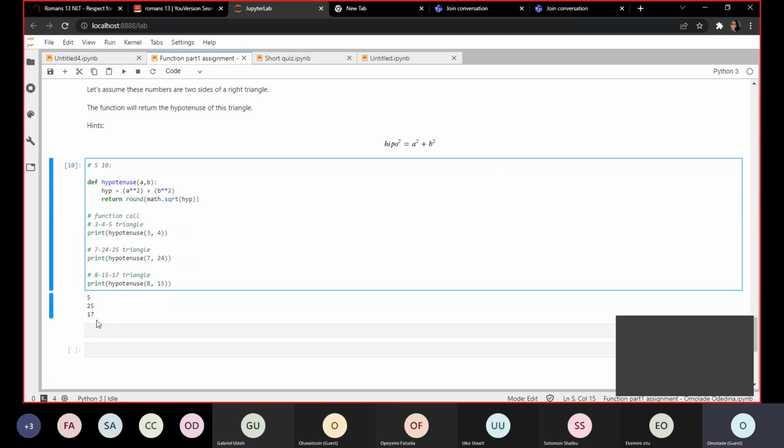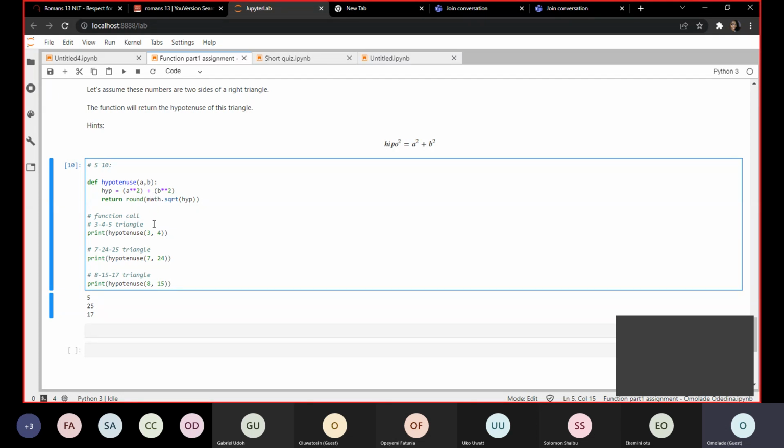But this one, we are not getting any roundup because of the numbers that we called. Once you do 3 square plus 4 square, that will give you 25. The square root of 25 is 5. It's not a float, it's not a decimal.